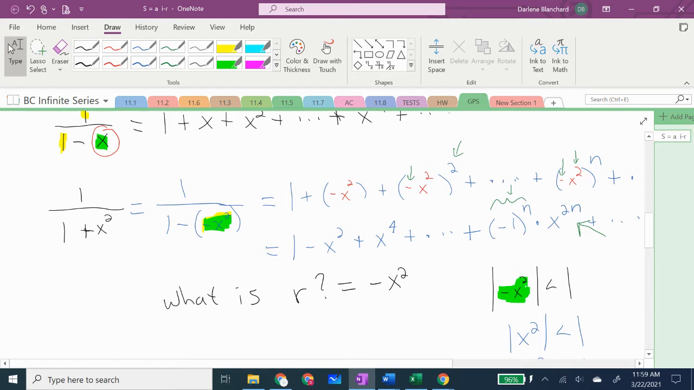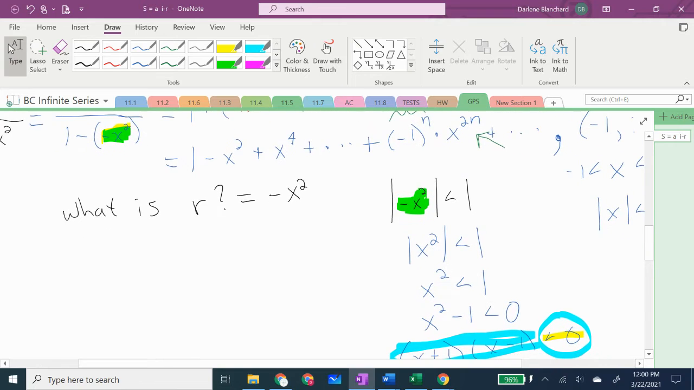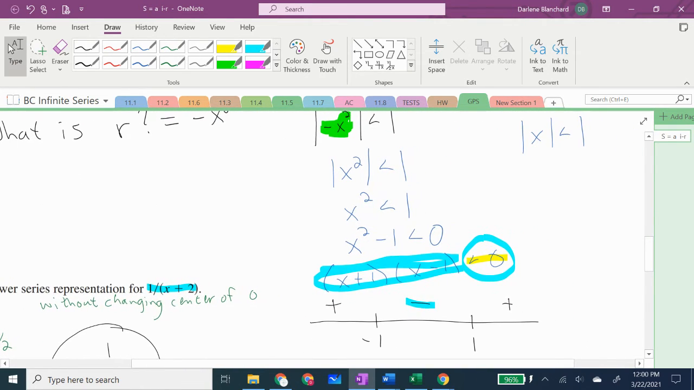Now, think about the fact that if I take numbers between -1 and +1 and I square them, they're still going to be between -1 and +1. I have the algebra also written up if you need to see that. And this is the algebra behind it. But I end up getting the same interval of convergence as I previously had.